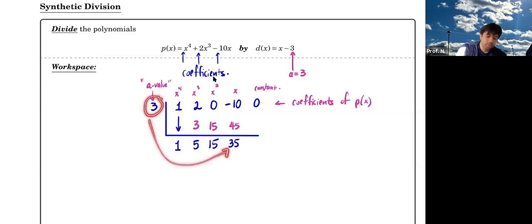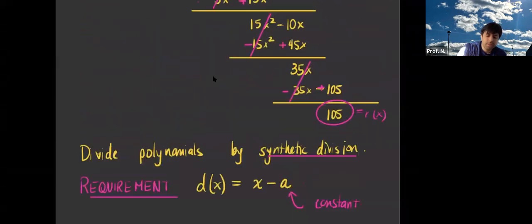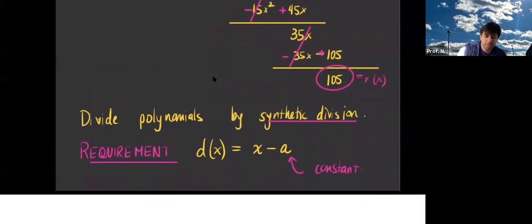Then I do the same thing again. 3 and 35 is what? 105. Do you guys see what's happening? And then 0 plus 105 is what? I'm going to put the box here. This is 105. What does 105 represent? It represents the remainder. Isn't that exactly what I got for the remainder? I did. 105, that checks out.